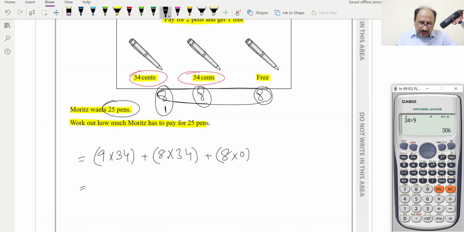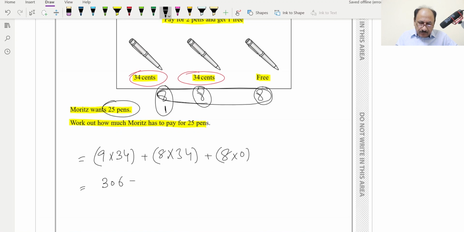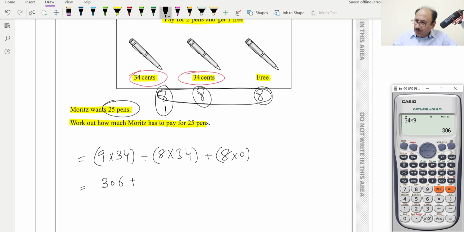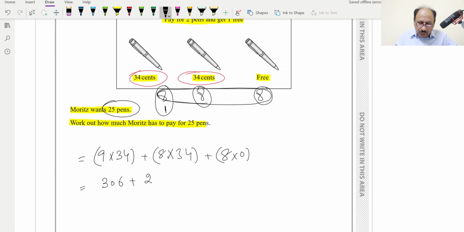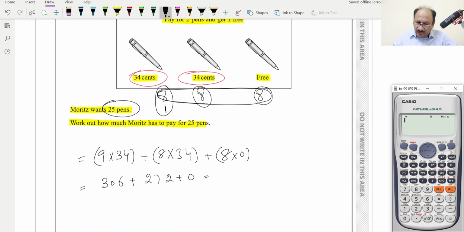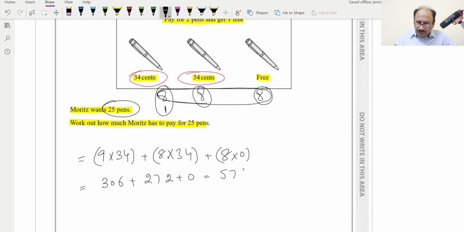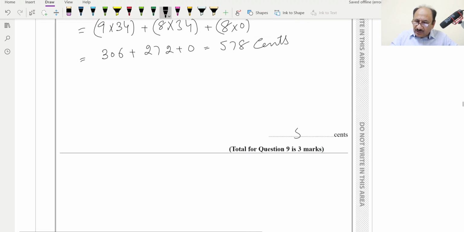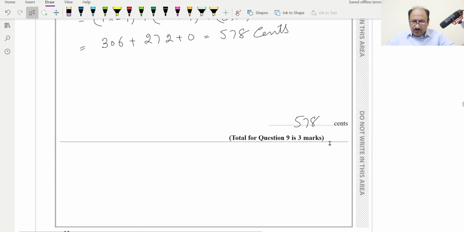34 into 9 is 306, plus 34 into 8 will be equal to 272, and plus this will be 0, nothing for this, so we can add this one. 306 plus 272 is equal to 578, and this is cents, so we can write here cents. So our answer will be 578 cents, which we can write over here.